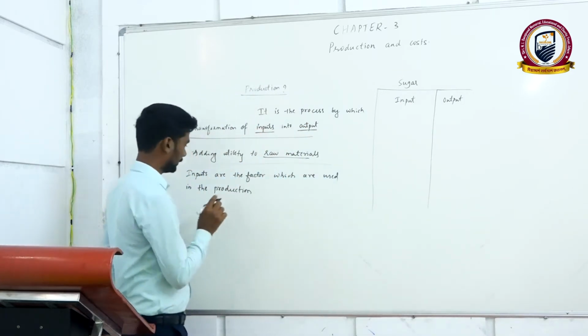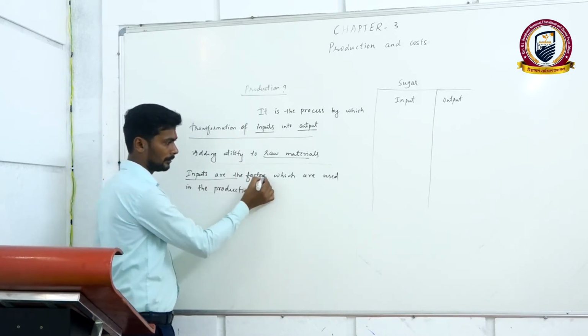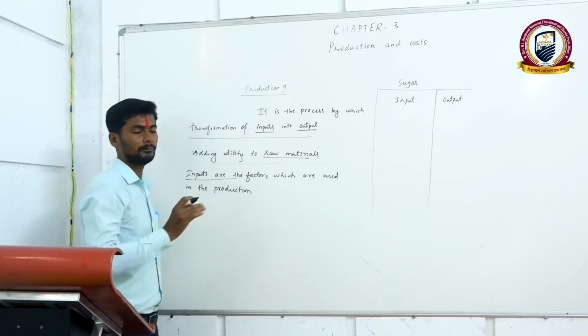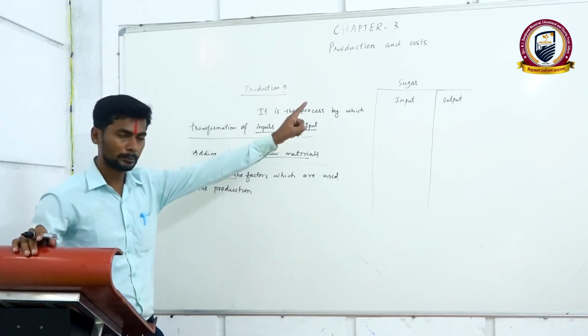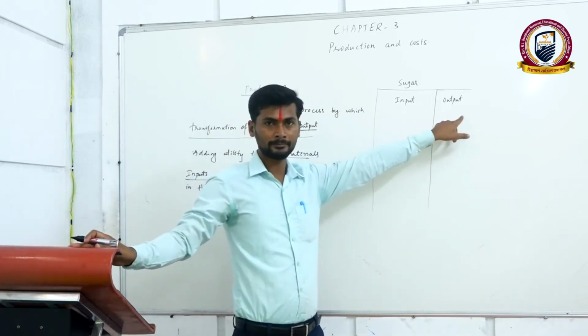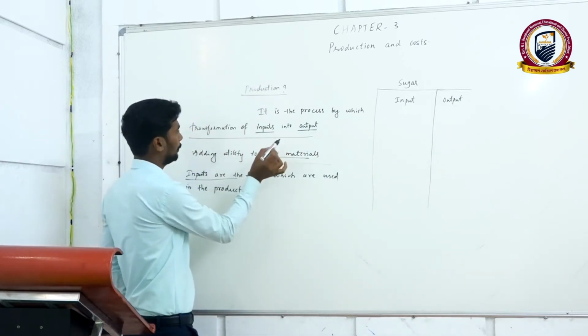I have written a definition here about inputs. Inputs are the factors which are used in the production of goods. Here I am producing sugar. Sugar is the output here. Now I am transforming inputs.